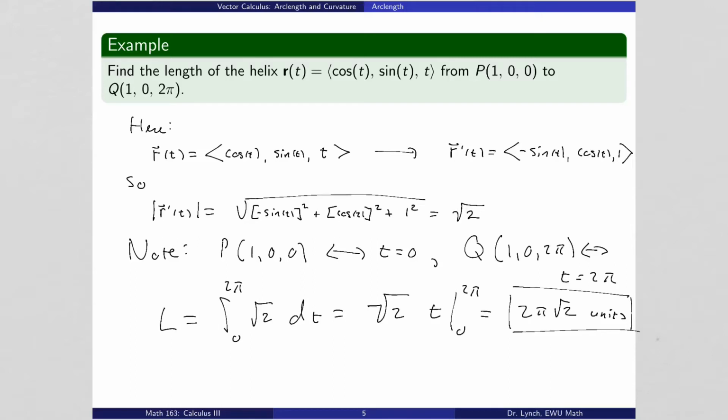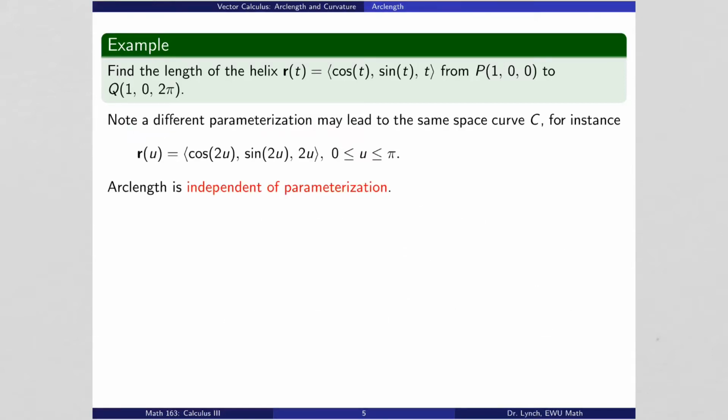Super. I'll also point out that, as we've seen before, the same curve might have a different parameterization. So here is a different parameterization of the same curve. In this case, the parameterization is cosine 2u, sine 2u, and 2u, where u instead goes from 0 to pi. Now, of course, if we travel that same curve, just using a different parameterization, we should still get the same arc length, and we do. This concept is known as saying that arc length is independent of parameterization.